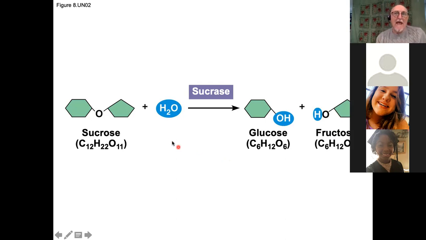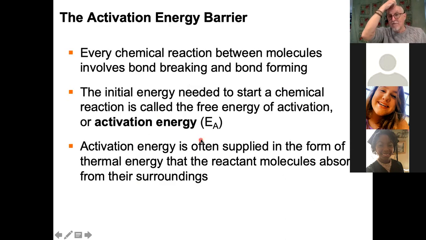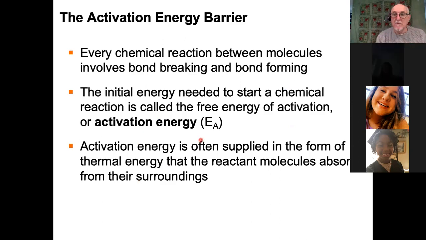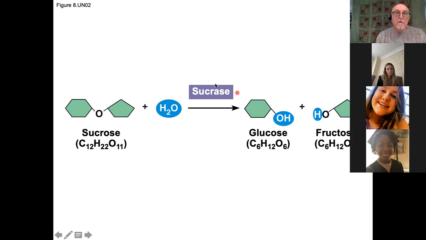What if the cell actually needs a source of energy and it needs to break down sucrose? Well, it will have to do it by using an enzyme system. In the cell, we use an enzyme called sucrase, and sucrase very easily breaks this bond here. Very easily and very rapidly allows this reaction to proceed.